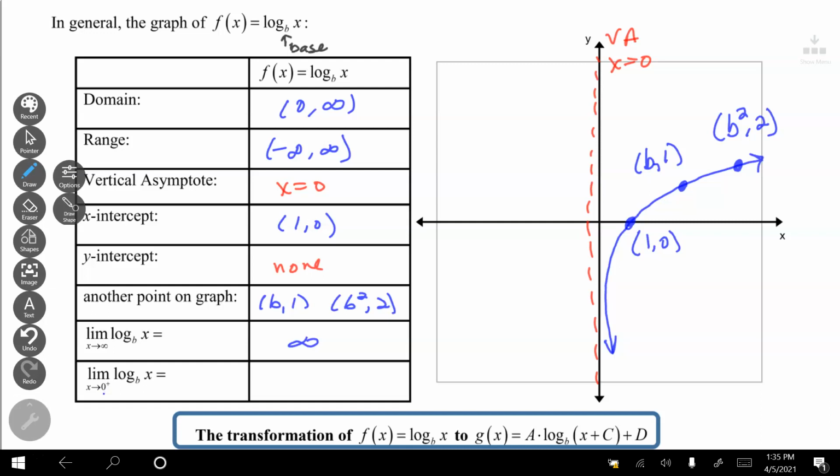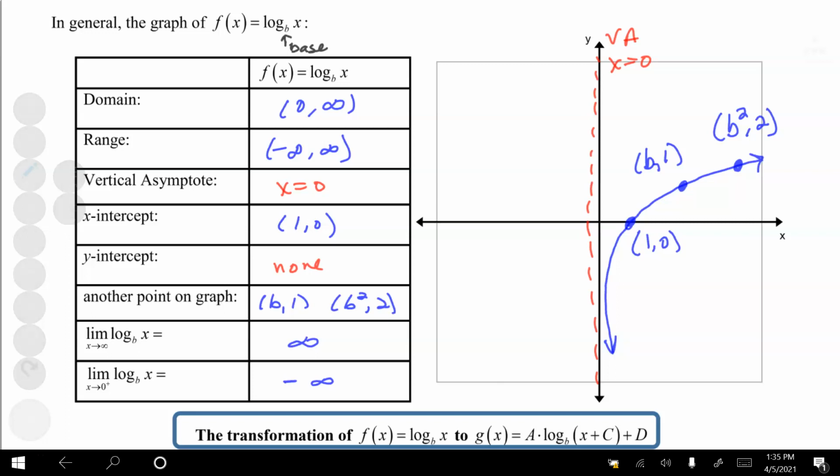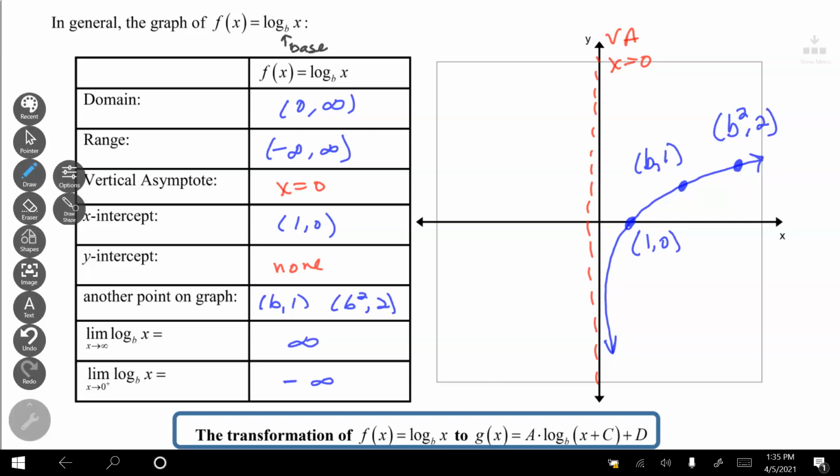And then over here, it says 0 with a little plus sign. So on the right side of the graph, next to 0, this graph is going down to negative infinity. So the basic graph will always look like this. If you're unsure, you can always do an exponential b to the x and just switch x's and y's. But for me, we're going to do these enough. These are the 2 or 3 points I should know: (1, 0), (base, 1). If you want to do another point, (b squared, 2).